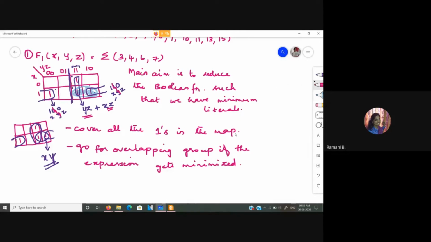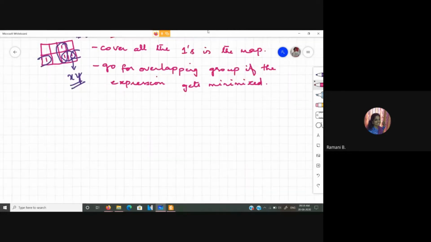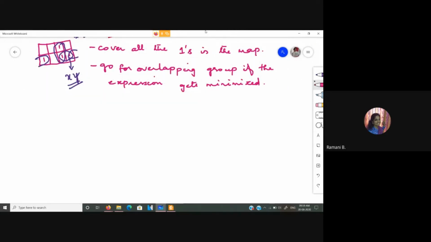Or for better understanding, you can write this as: you are given summation 3, 4, 6, and 7. The corresponding minterms are x bar y z, 0 1 1, 1 0 0, 1 1 0, and 1 1 1. Now I am grouping these two and these two.